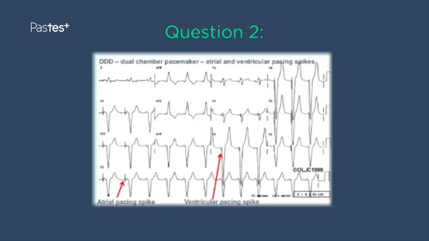What's noticeable if you look at the rhythm strip along the bottom is not all of the atrial beats, P waves, appear to be preceded by atrial pacing spikes. So it seems in this case that the pacemaker has the ability to pace or not pace dependent on whether it detects an intrinsic beat. And indeed this is precisely what the programming of this pacemaker is.